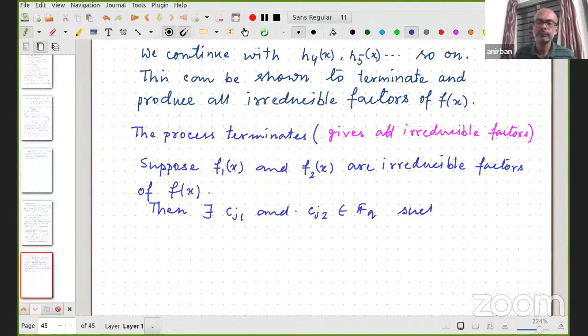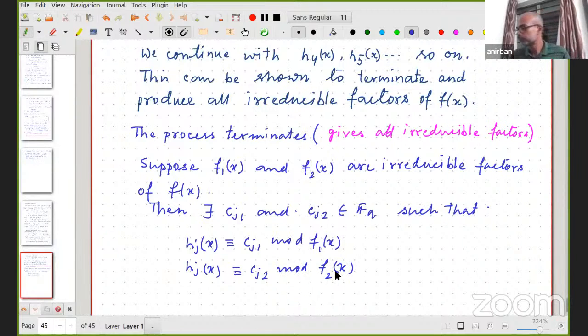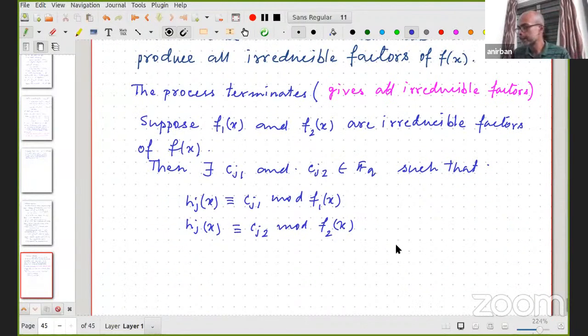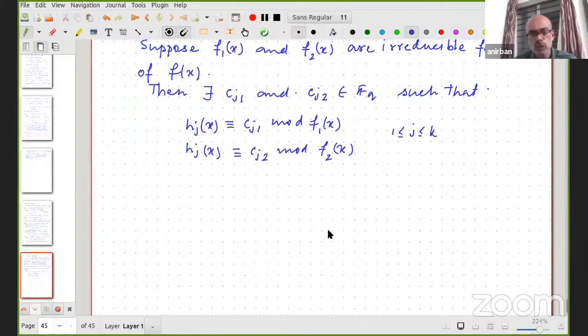such that h_j(x) is c_j1 modulo f1(x) and c_j2 modulo f2(x), for 1 ≤ j ≤ k. So that is what is given by the process.